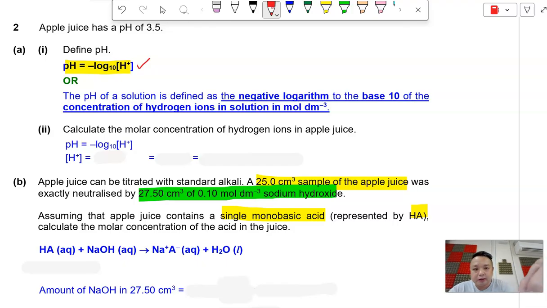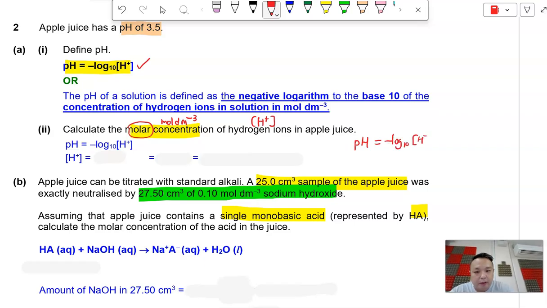Okay, moving on next, you're supposed to calculate the molar concentration. The word molar basically just means that you want concentration in mole per dm cube. So you're supposed to calculate the concentration of your H+ ions in apple juice, given that the pH is 3.5. So pH, as what we did earlier on, is negative log base 10 of H+. Based on your log rules, H+ will be equal to 10 to the power of minus pH. Basically there is nothing chemistry about it. It's a mathematical application.